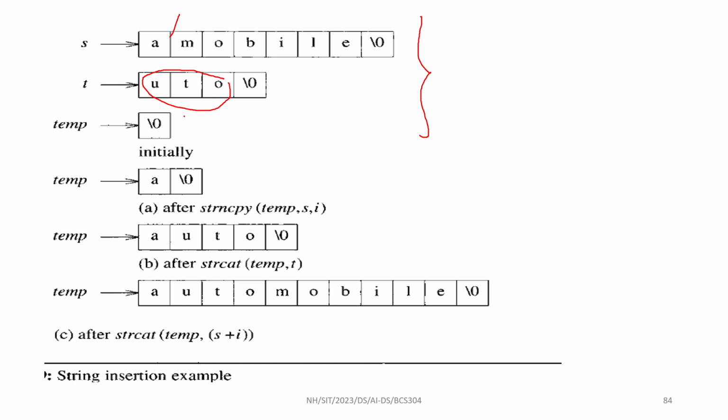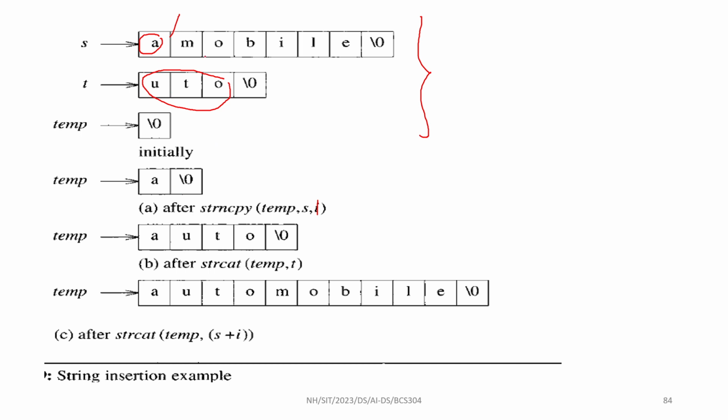First, we cannot directly insert. I have to bring this character to the resultant. The first step is to copy this A to here. How to copy that? String copy temp, S, comma, one character to copy. You have to copy one character to temp. The answer will be like this. So we have successfully copied one character.